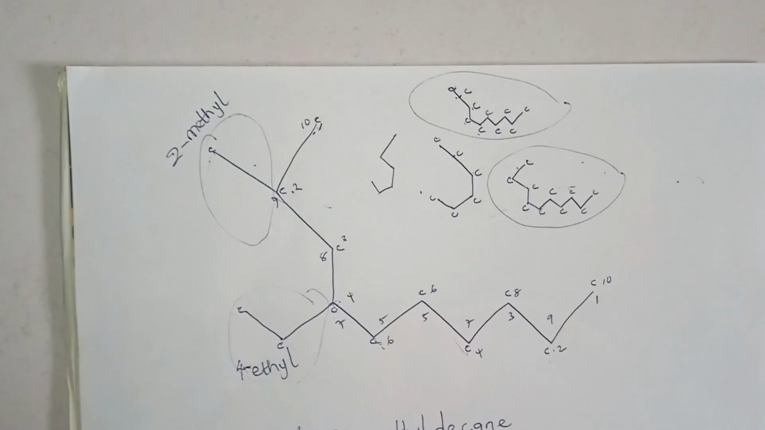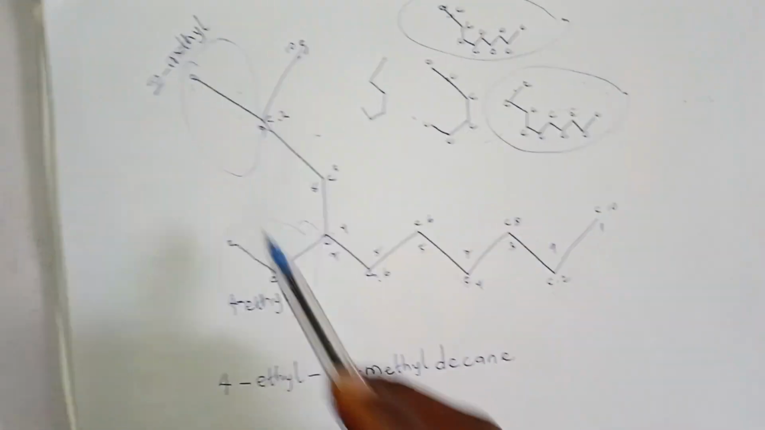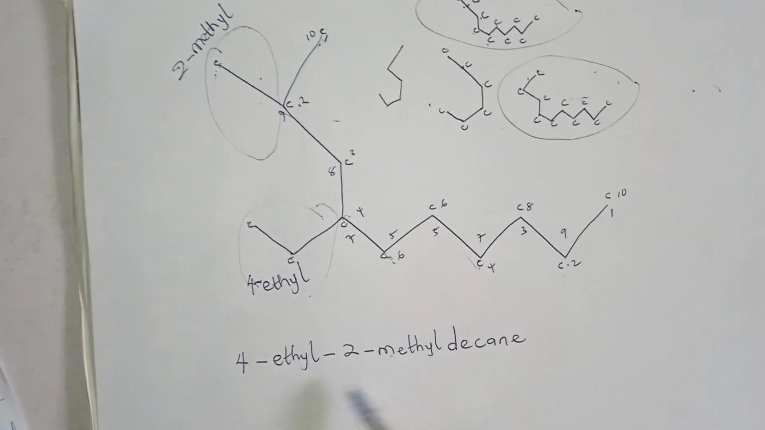So I believe you've learned something today. So attachment 2, 1 carbon, methyl, then 4, ethyl. So when you put it together, decane.